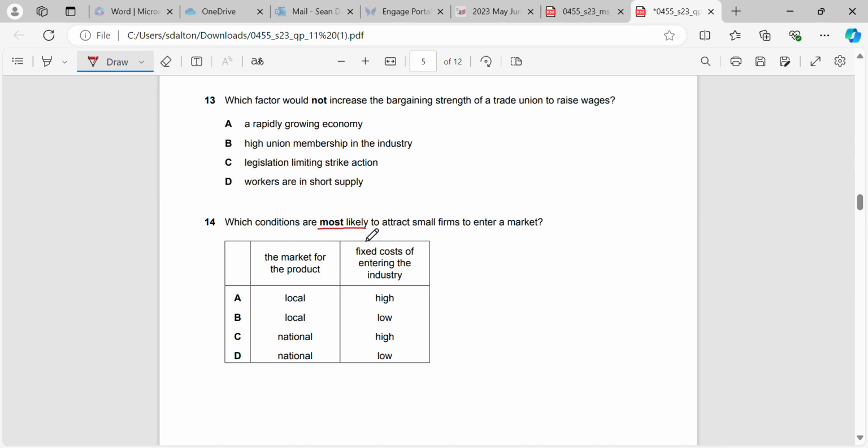Okay, what conditions are most likely to attract small firms to enter a market? That's the key here. So straight away we can take out national. Small firms are not going to be interested in the national market because it's more likely to be competitive, right? And maybe they don't want to or can't expand, so they prefer to stay in local markets. And obviously, they would want the fixed costs to be low instead of being high, probably operating with small profit margins.